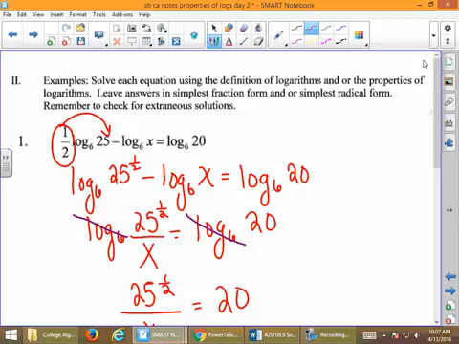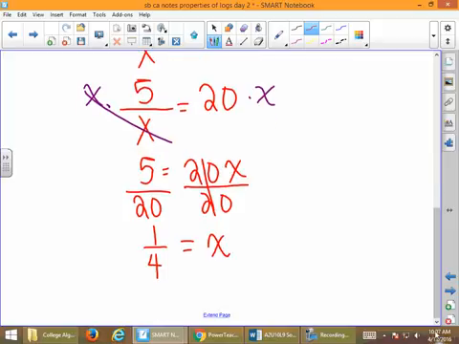so it's good. When we go back in here, this is the part that we need to look at. 25 is already positive, 20 is already positive. This value needs to be positive, but 1/4 is positive. So 1/4 is our solution to our problem. And that's what we did earlier this week, and we're going to continue on here.